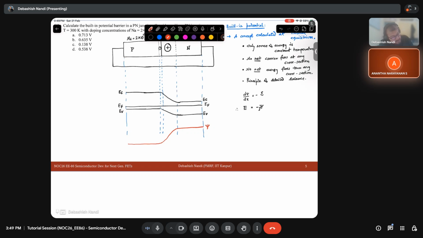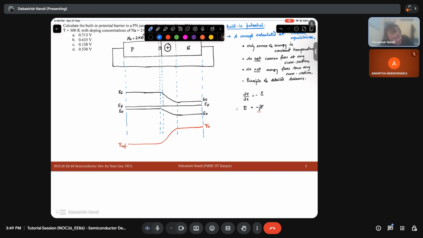So it will just be the inverse of the energy line, right? If you want to calculate it numerically, you just have to divide it by q. Let's say this is some reference potential, and let's say this is some psi, we call it psi 0.